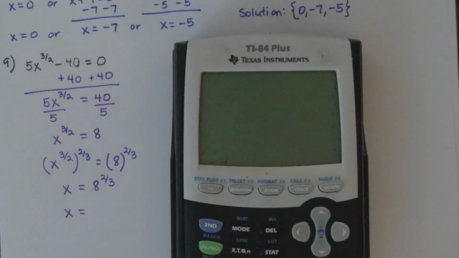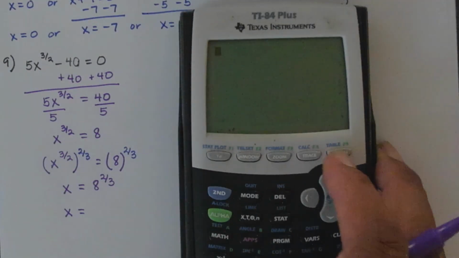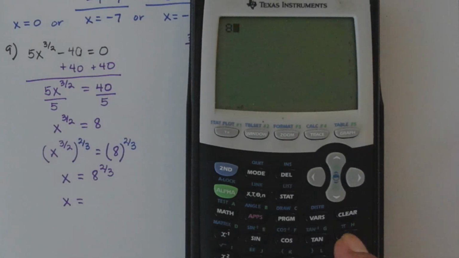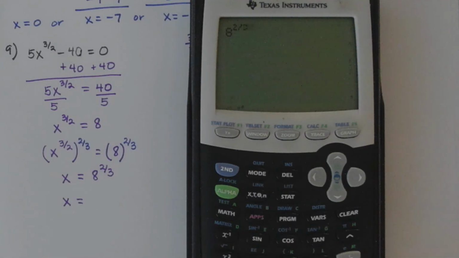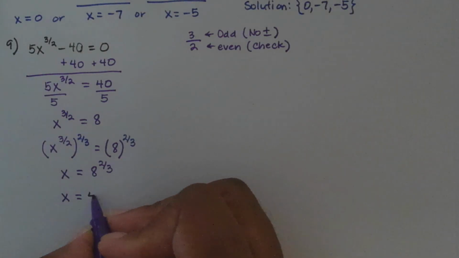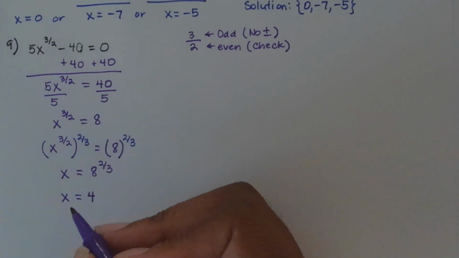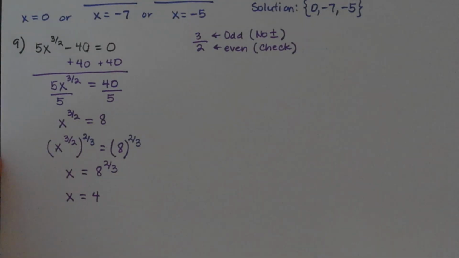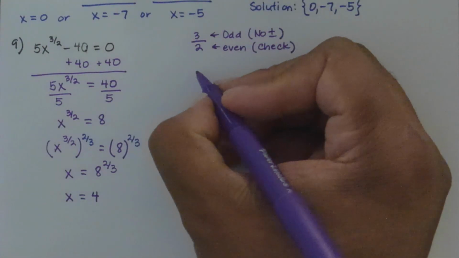But let's simplify 8 to the 2/3. And I'm going to use my calculator to do this. Clear this out. If you type in 8 and then press this hat key that's right below the clear key, and then do 2 divided by 3. That'll give you the answer of 4. So my proposed solution is x is equal to 4. Now here we don't need the plus or minus symbol. However, we need to check our proposed solution.